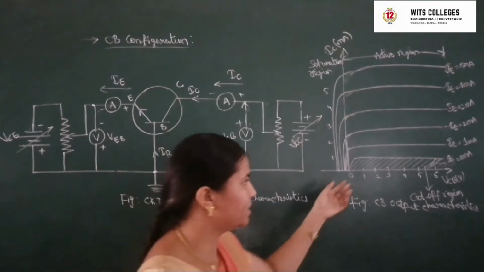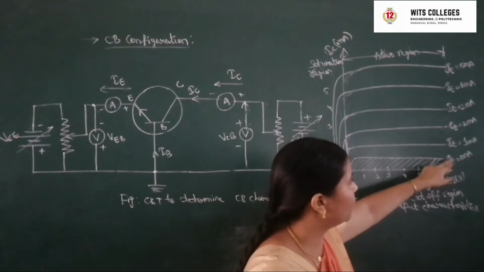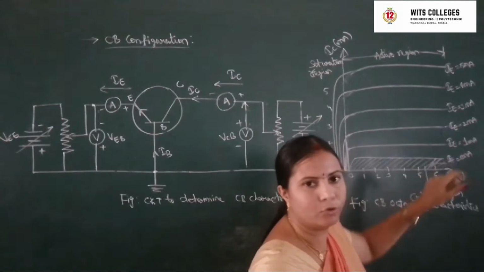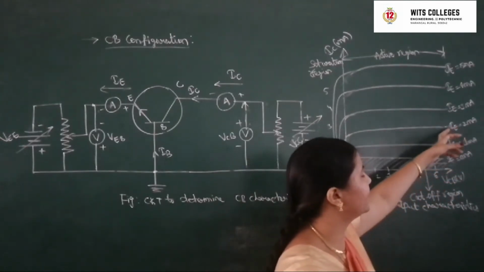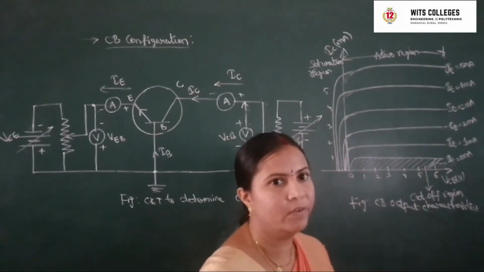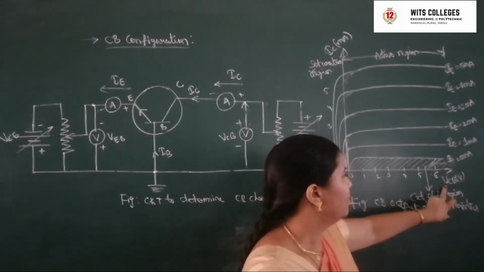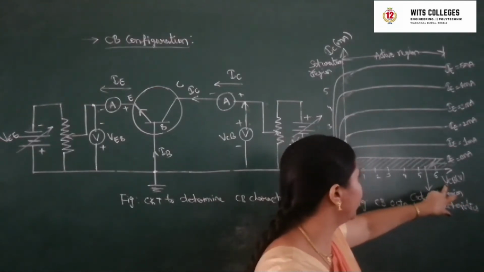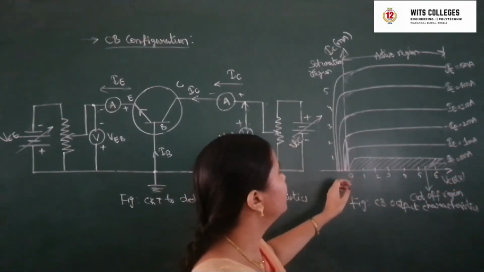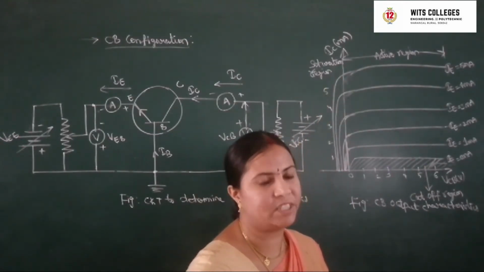If you observe these characteristics, we have to take them at different constant values of emitter current. For IE equals 0 milliamps, then 1 milliamp, we have to keep it constant, and like that 2 milliamps, 3 milliamps. Those are the constant values of emitter current. So first we have to vary the collector to base voltage, keeping IE equal to 0 milliamps, and note the values of collector current step by step.